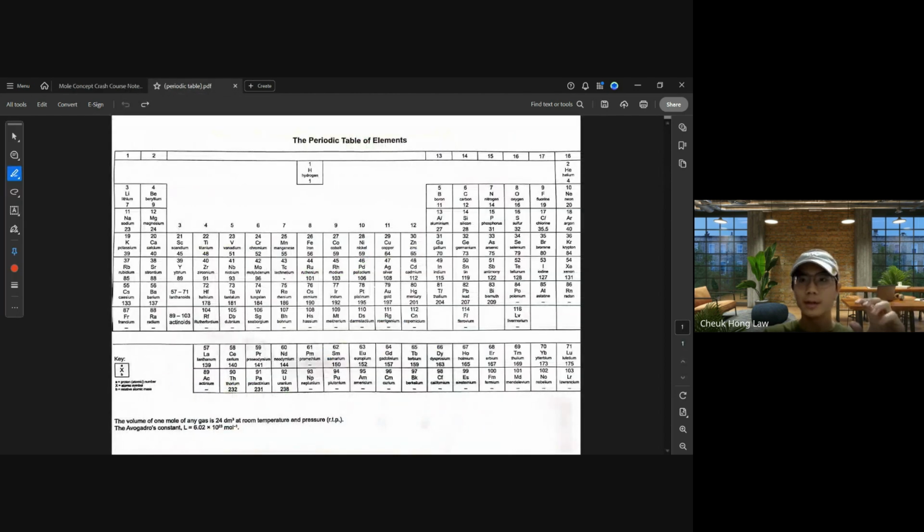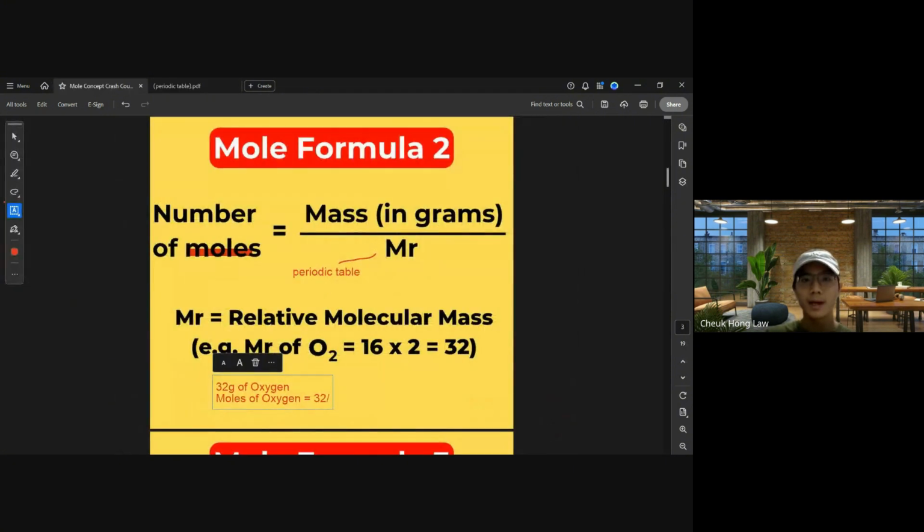So if I look at the periodic table, oxygen has an atomic mass of 16, right? But there are two oxygen atoms, so I have to use 16 times 2. Okay. So it will be 32 divided by 32 to give me 1 mole. All right. So 32 grams of oxygen is equivalent to 1 mole of oxygen.